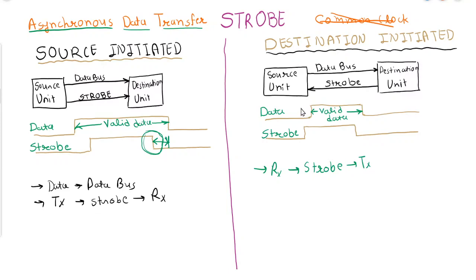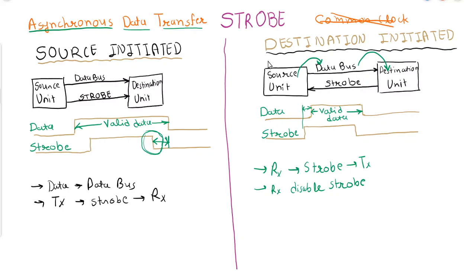After receiving the strobe signal, after some time the source will place data on the data bus. Once the data is received by the destination unit, that is, data is transferred from the bus to the destination unit, the destination, the receiver, will disable the strobe. Now what will happen in this case? Once the destination disables the strobe, after some time the source will also remove data from the data bus. This is how the source initiated and destination initiated strobe mechanisms work.